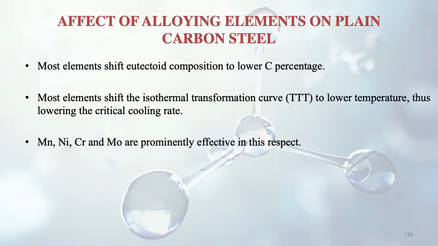That means the cooling rate is represented by the slope of the curve between time and temperature. So that slope will be decreasing. Manganese, nickel, chromium and molybdenum are prominently effective in this respect. In what respect? In shifting the isothermal transformation curve to lower temperatures.